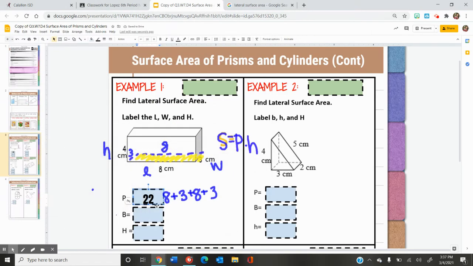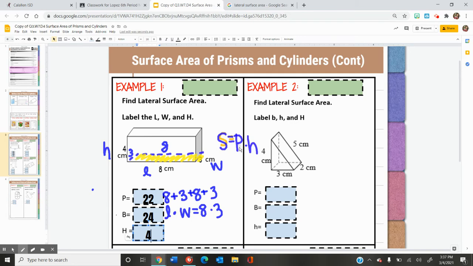Now, if I'm finding the area of my base, which is my B, for lateral surface area, we do not need to do that, but so we can show you, in order to find the area of my base here, since this is a rectangle, the formula is going to be length times width. Well, here my length is 8 and my width is 3. So 8 times 3 equals 24. So the area of my base is 24. Now the height of my prism, again, is the distance between both of your bases, which means that my height is 4.